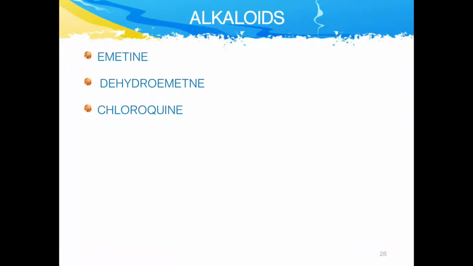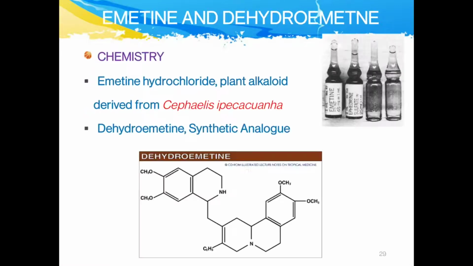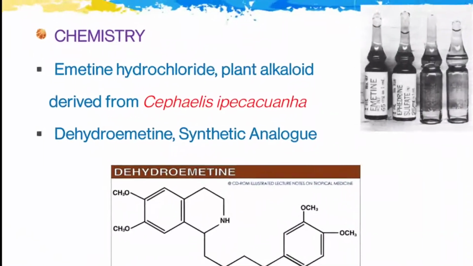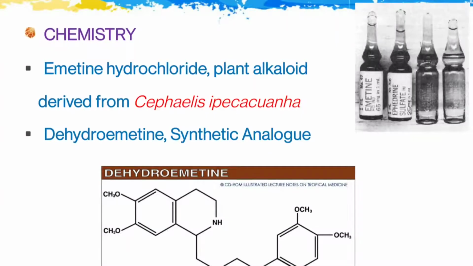Alkaloids: there are three types, emetine, dehydroemetine and chloroquine. So chemistry: emetine and dehydroemetine. Emetine hydrochloride is a plant alkaloid derived from Cephaelis ipecacuanha. It's very difficult to pronounce this name, but we have to do this.